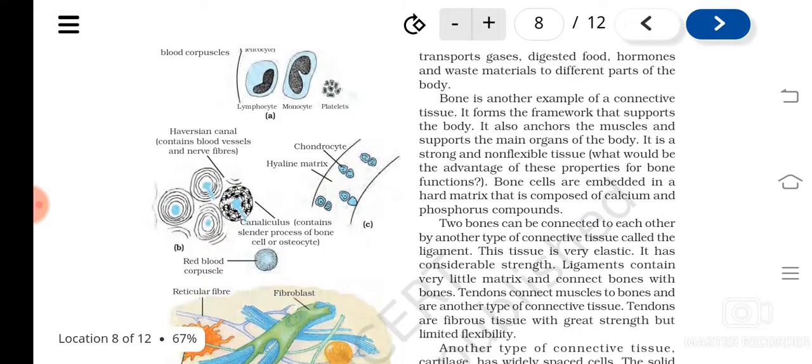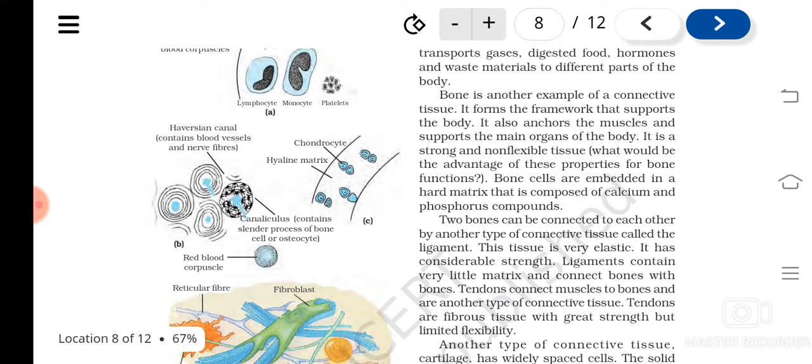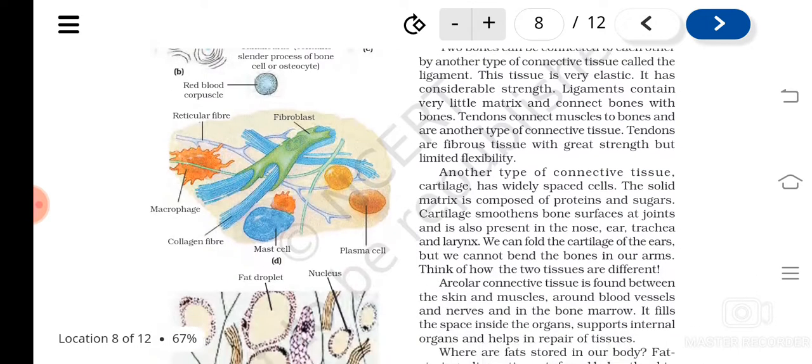Then what are ligaments? Ligaments are another kind of connective tissue that joins bone to bone. What is the speciality? They are highly elastic and have strength. Then tendons are what? Tendons are the connective tissues that connect muscles to bones. Then what is the speciality? They are fibrous with great strength but limited flexibility.